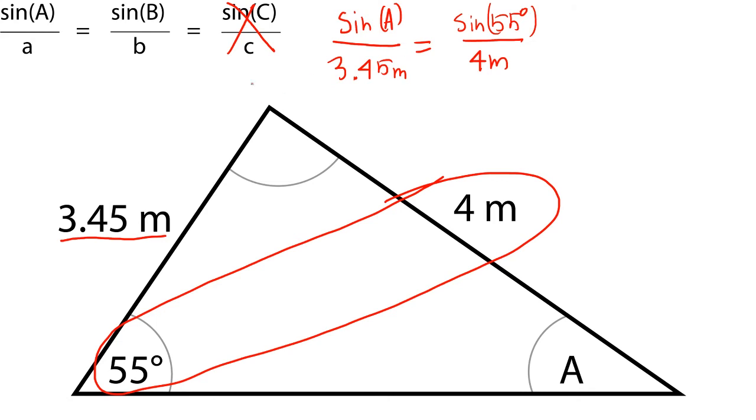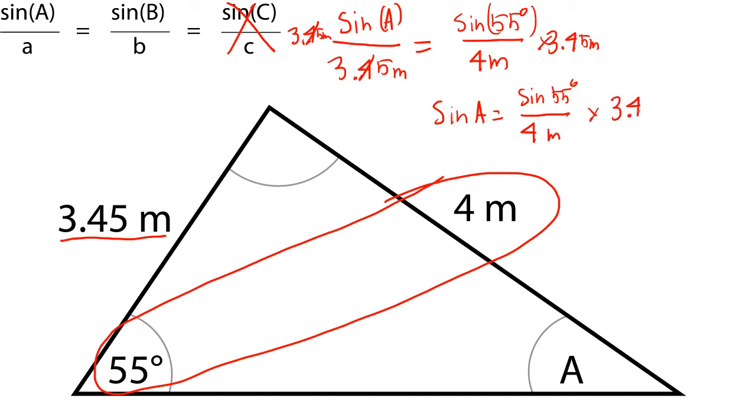So just like the last couple, we want to look for the side with the variable. In this case, it's big A, and we want to factor out that denominator. We want to get that out of there. So let's multiply by 3.45 meters. These cancel, which is awesome. Now we have sine of A is equal to the sine of 55 degrees all over 4 meters, times 3.45 meters. The meters cancel, leaving us with degrees, which is awesome because we're solving for an angle here.